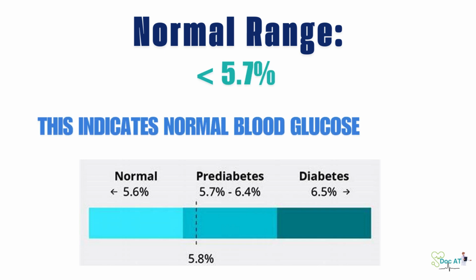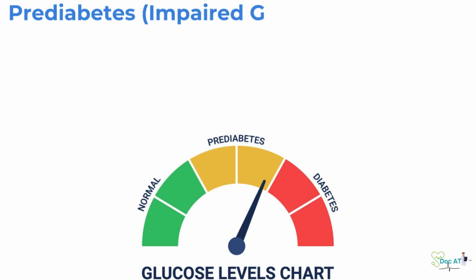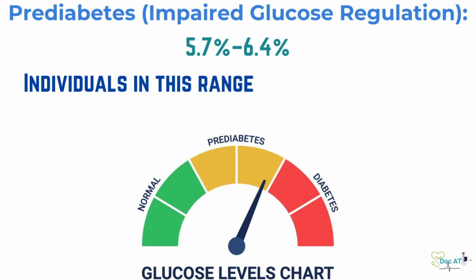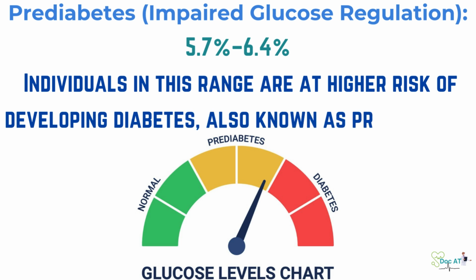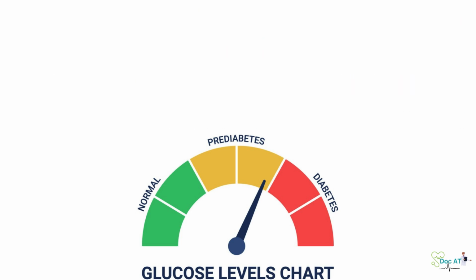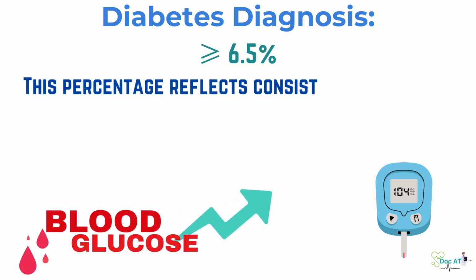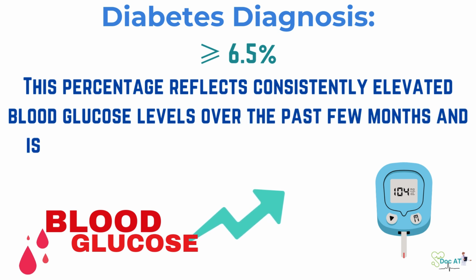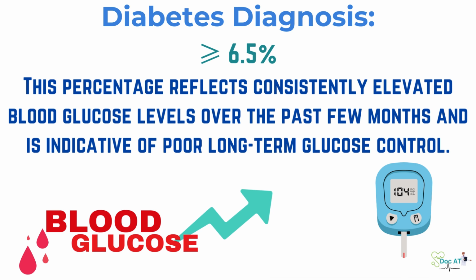This indicates normal blood glucose control. Prediabetes, impaired glucose regulation, 5.7% to 6.4%. Individuals in this range are at higher risk of developing diabetes, also known as prediabetes. Diabetes diagnosis, greater than or equal to 6.5%. This percentage reflects consistently elevated blood glucose levels over the past few months and is indicative of poor long-term glucose control.